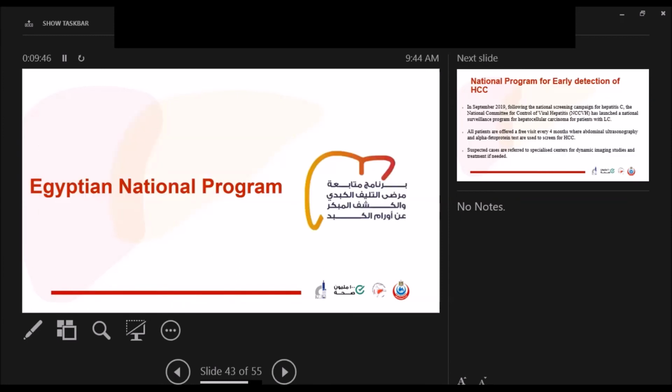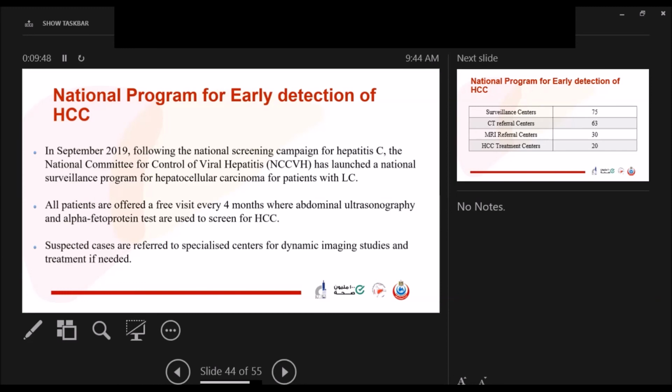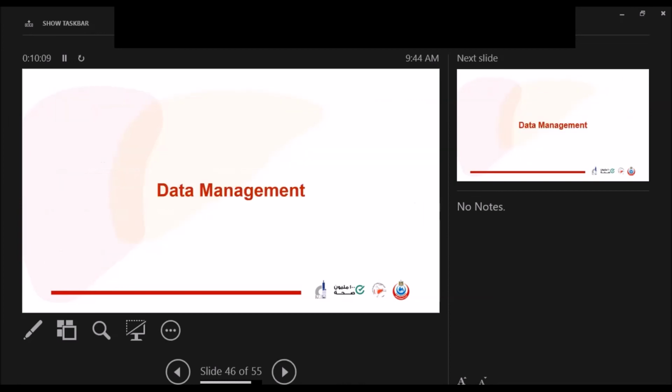What about the Egyptian National Program for Early Detection of HCC? It started in September 2019 in viral hepatitis treatment centers. All patients diagnosed with cirrhosis, whatever the cause of cirrhosis, are offered a free visit every 4 months, where abdominal ultrasound and alpha-fetoprotein are used to screen for HCC. Suspected cases are referred to specific centers for dynamic imaging and treatment if needed.